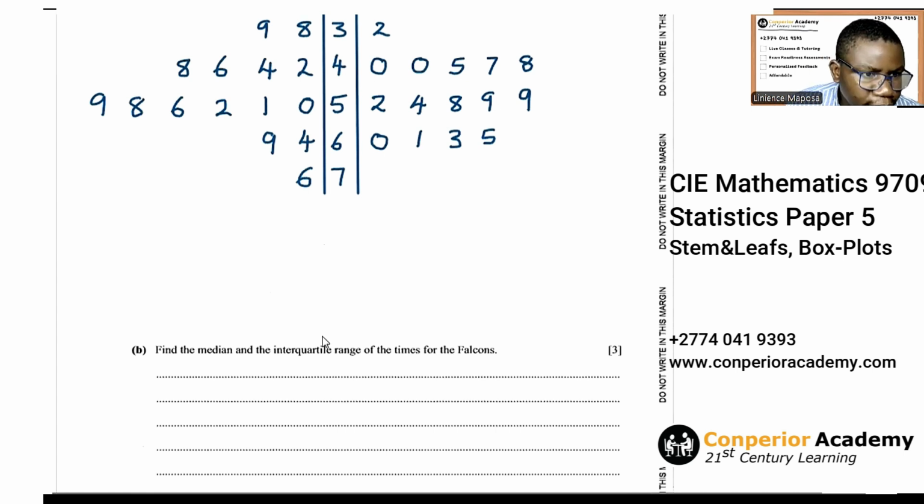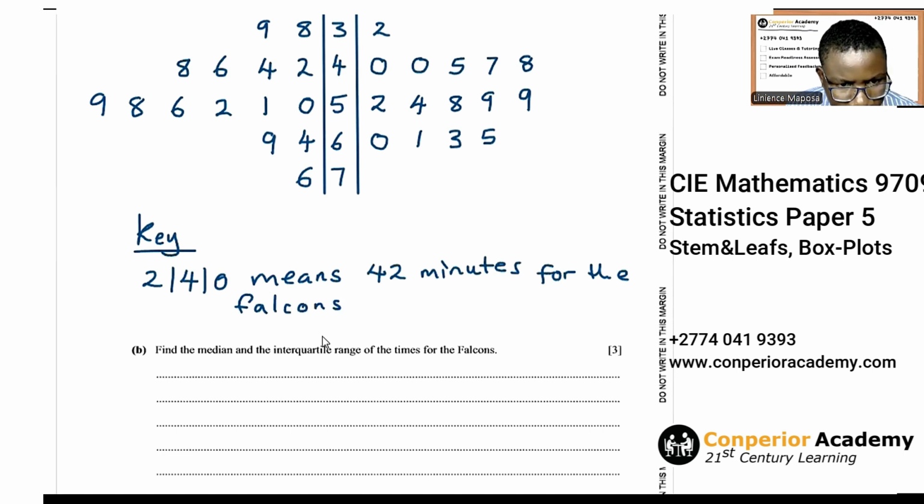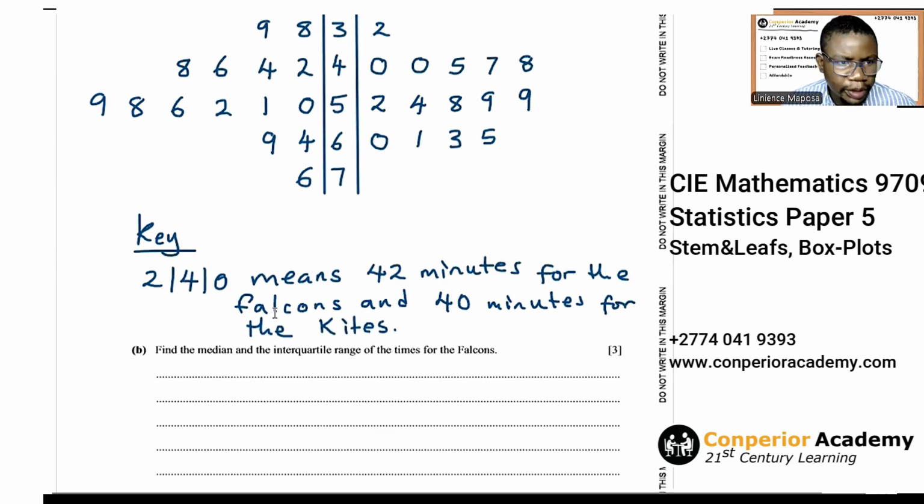Now you need to write a key for your data, for your stem and leaf. So I'm going to write here key. Then I can just take the where it says 2, 4, 0. So this means 42 minutes for the Falcons, and 40 minutes for the Kites. Okay, so we are done with this one. We move on to the next question.